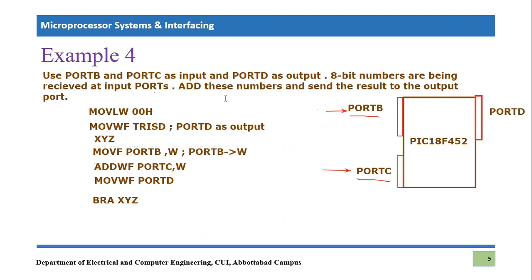And what will be happening is data coming from port B will go to the W register, or working register. Then this working register will be added to port C, and the result will be stored in the working register, and then this working register will be sent to port D. In this way, port B and port C will get added, and the result will go to port D. This application will run for an indefinite time interval.